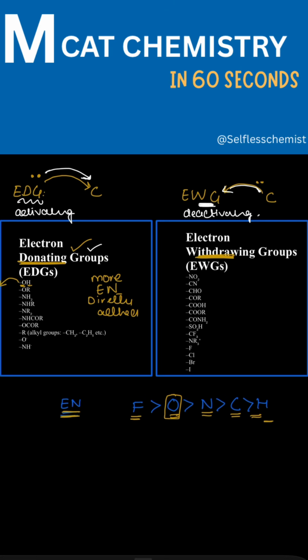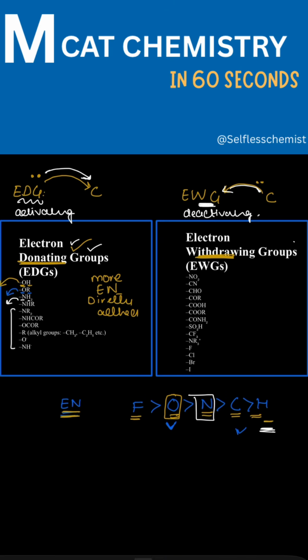Again, the oxygen and the carbon. Oxygen is more electronegative than carbon and is directly attached, so it's going to be the electron donating group. Again, the nitrogen and hydrogen. Nitrogen is more electronegative than hydrogen. Nitrogen is directly attached, so again, electron donating group, and that is the same for all of the groups, which makes it super easy to remember.